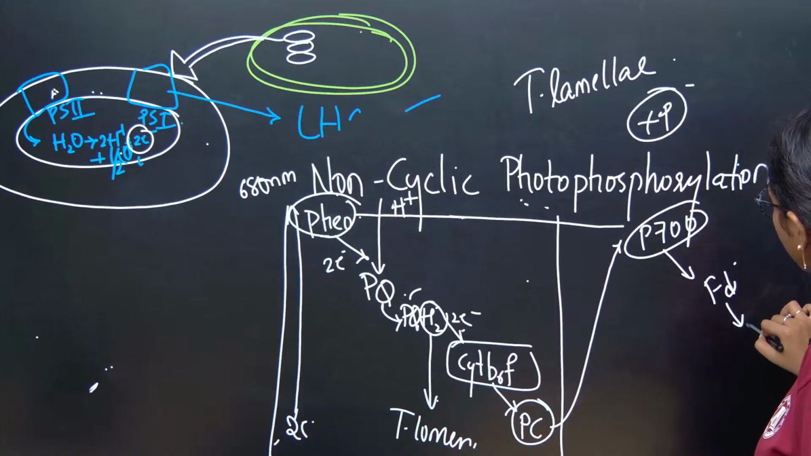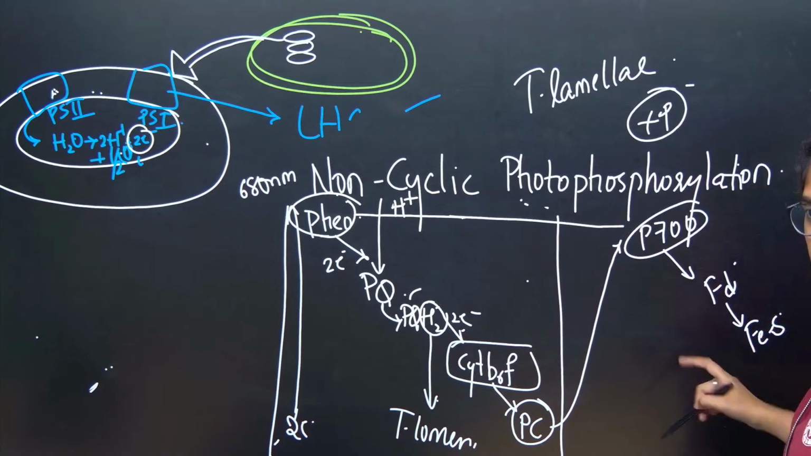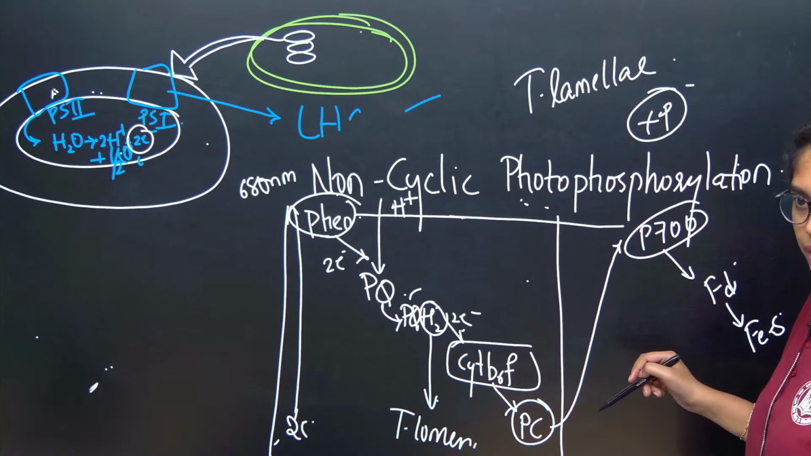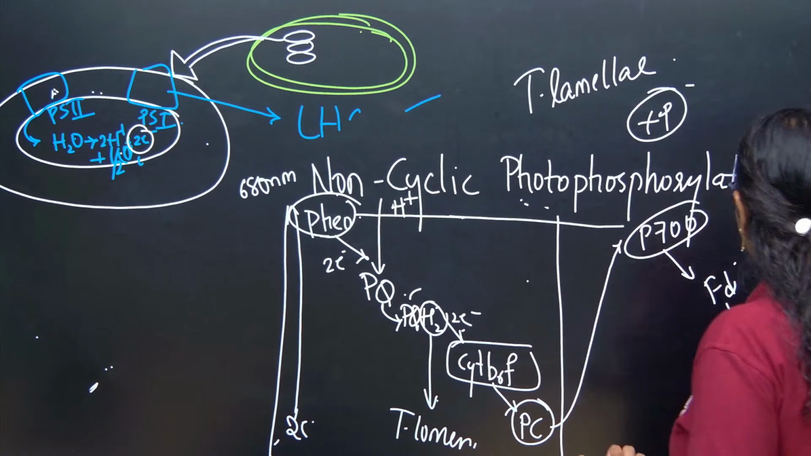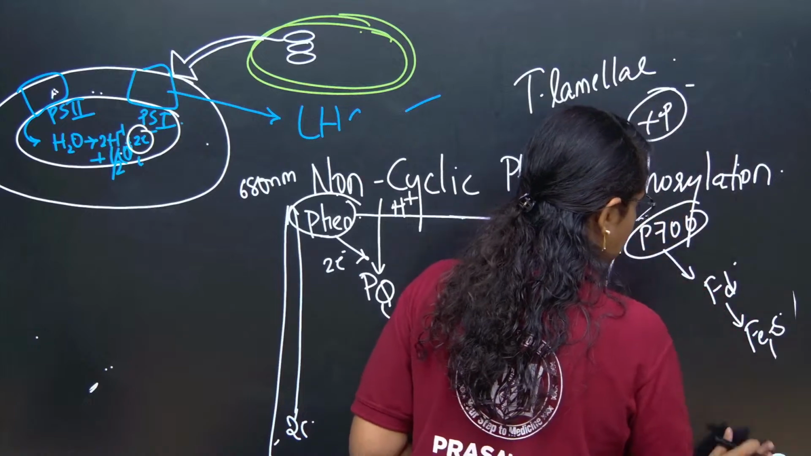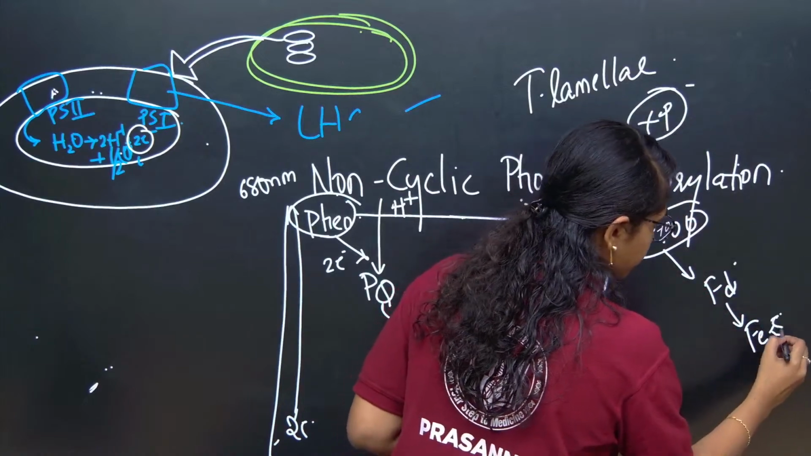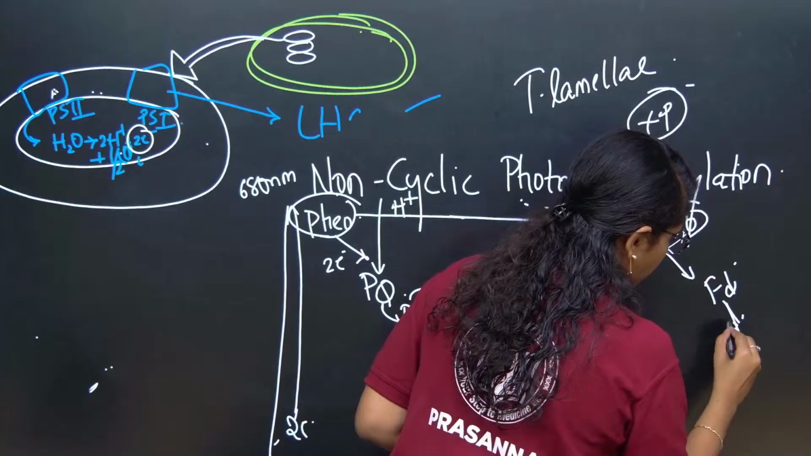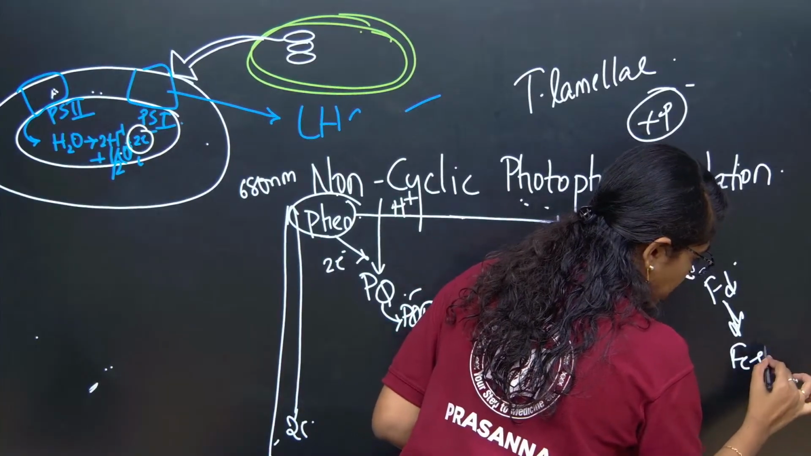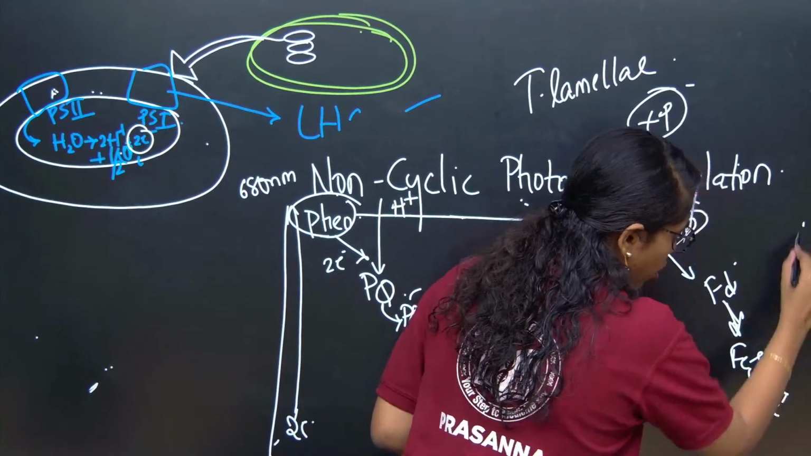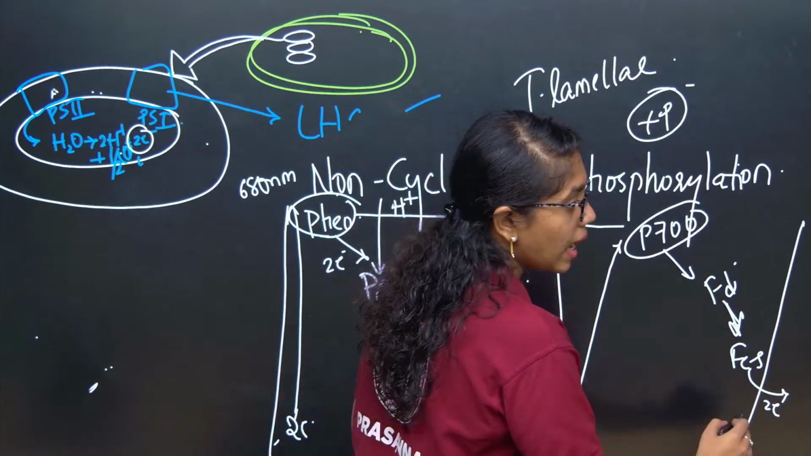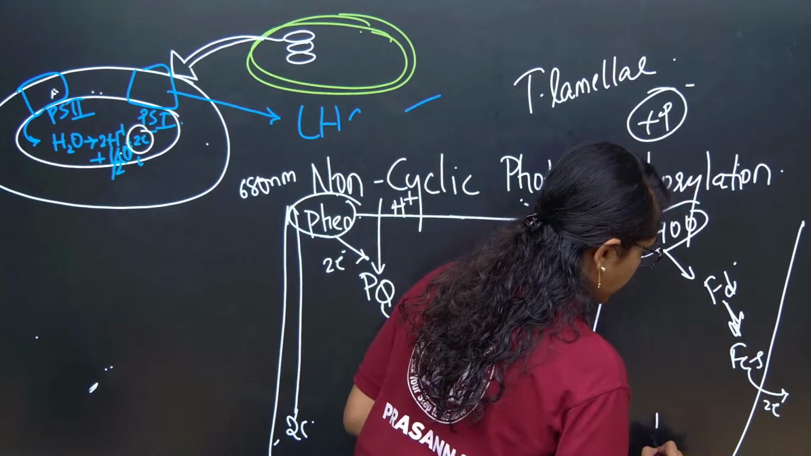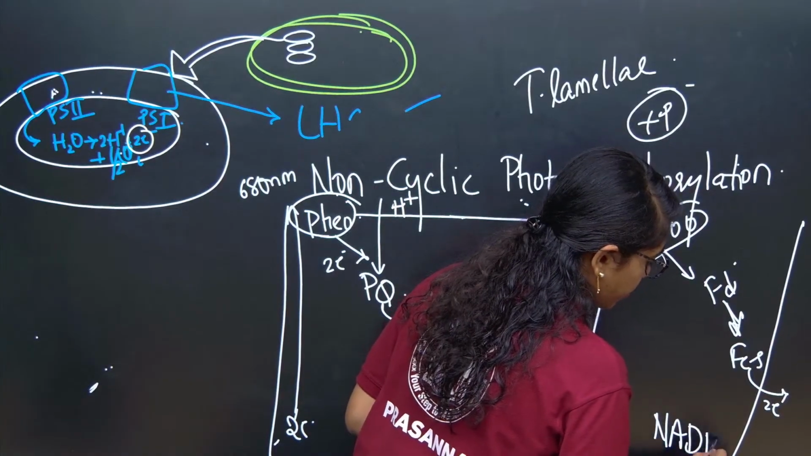The next is the ferrous sulfur complex. What are these protein molecules? Ferrous sulfur complex. And from the ferrous sulfur complex, 2 electrons are given to NADP plus. To what? NADP plus. Here I will write, it will be visible to you.